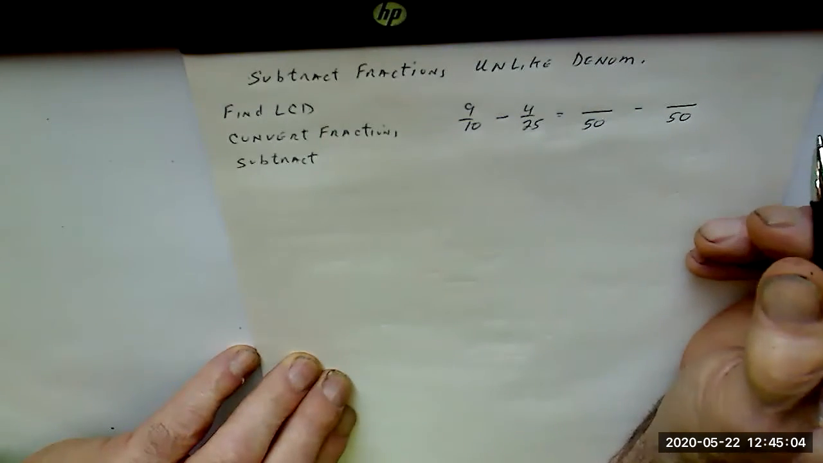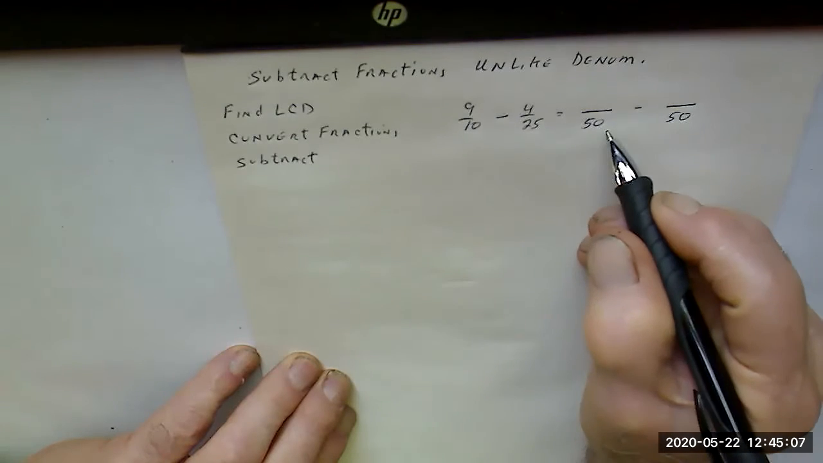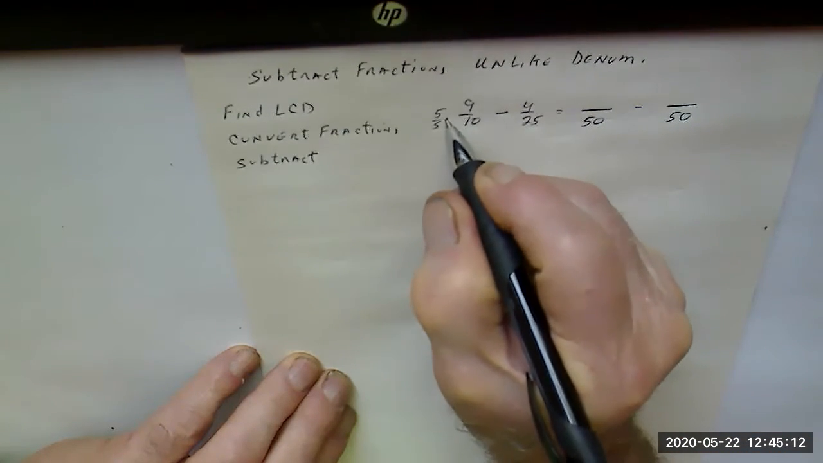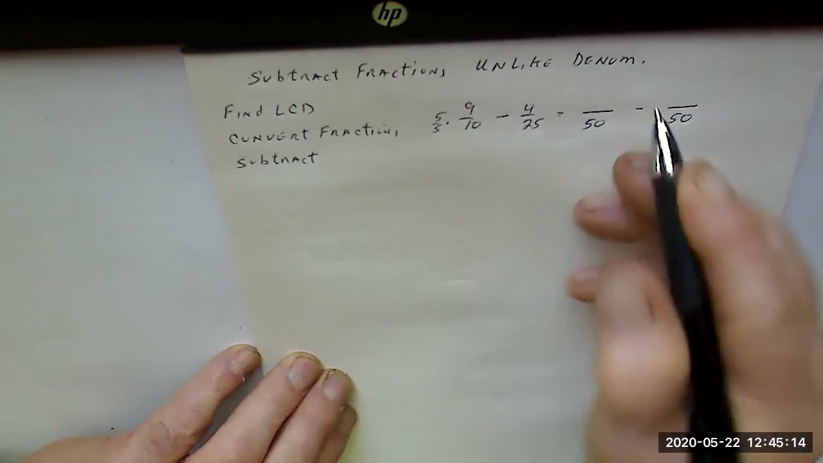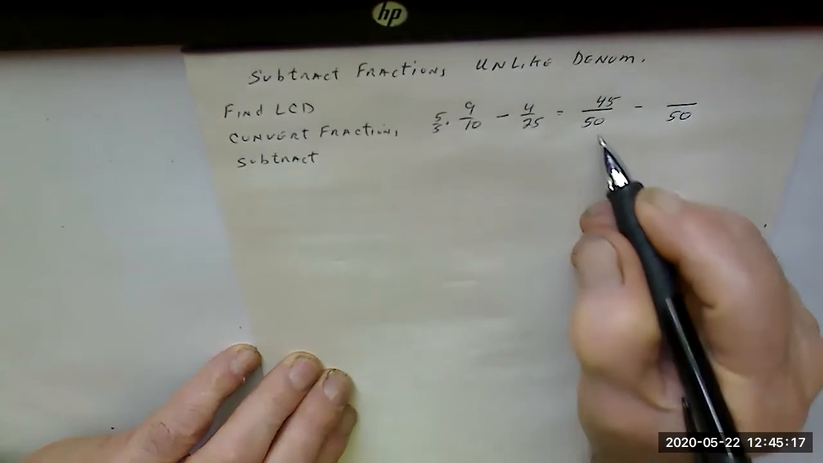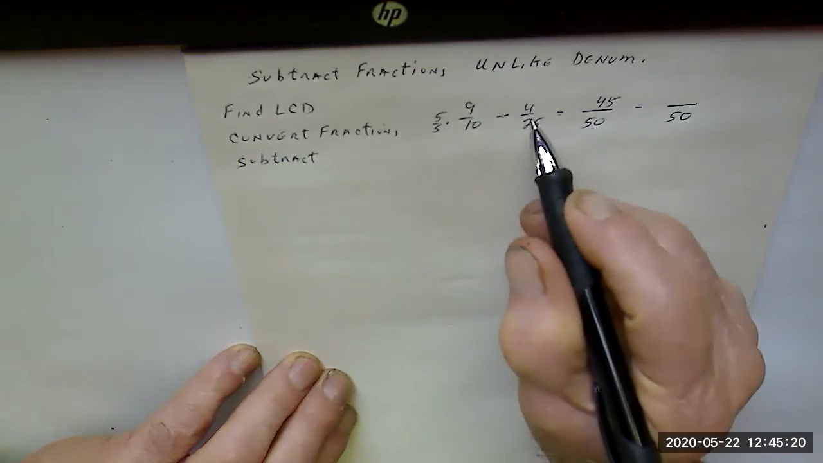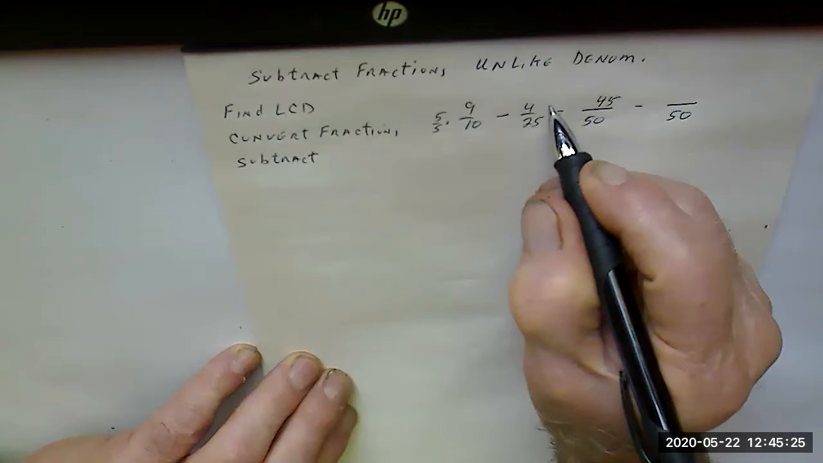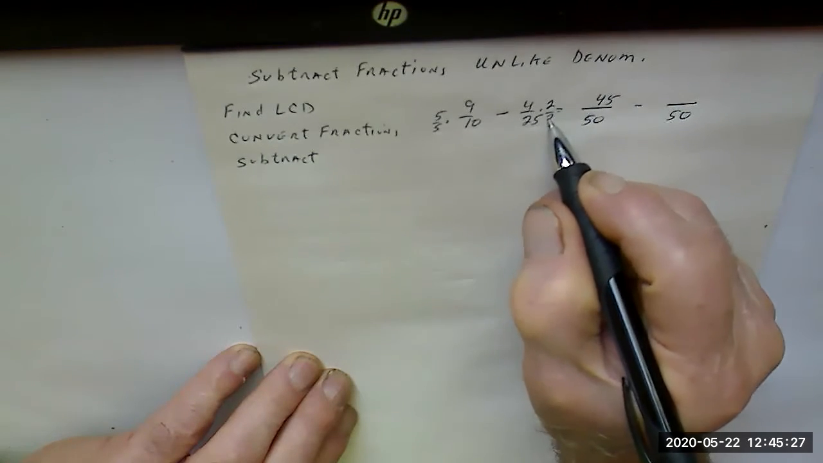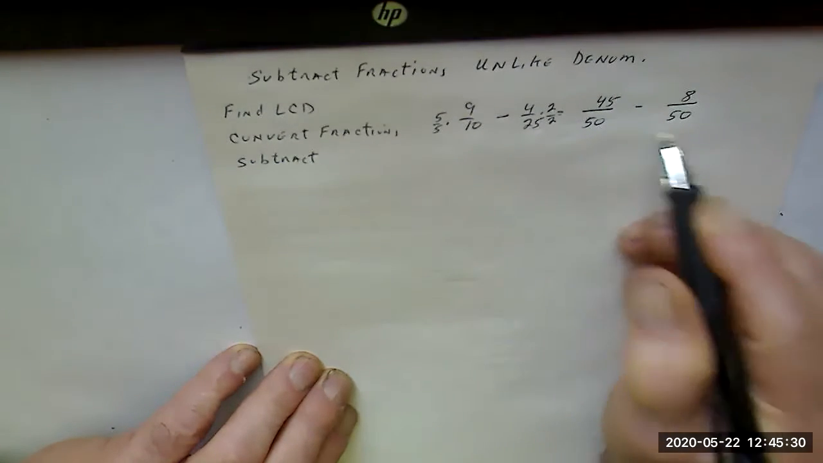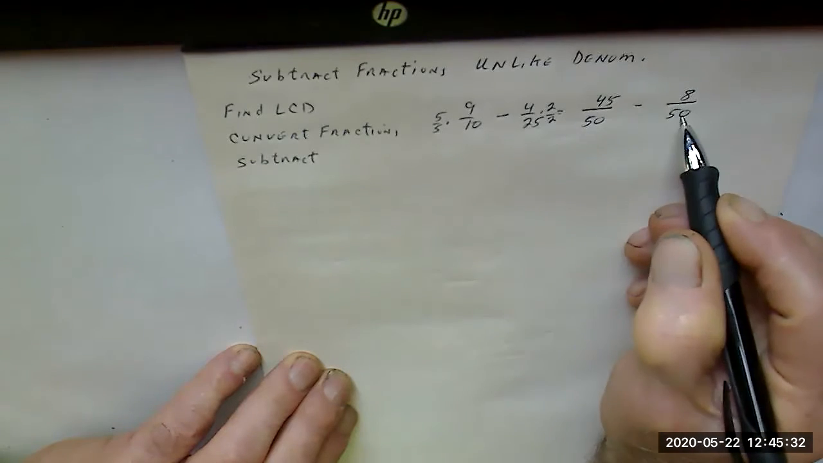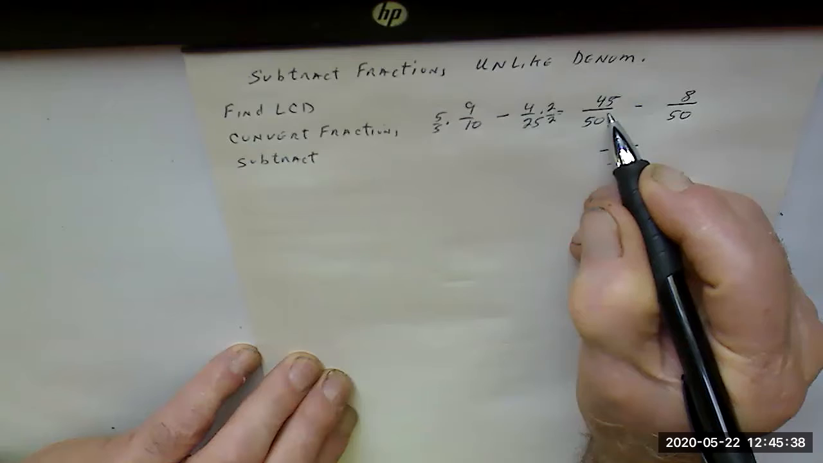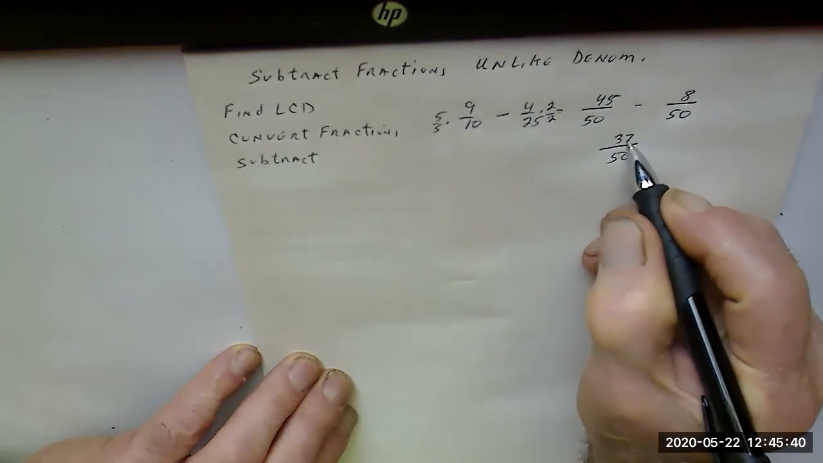The least common denominator. Converting tenths into 50ths, we need to multiply by a 5 factor, 5/5, which represents 1. So the numerator becomes 45. The denominator, of course, is 50. Converting 4/25 into 50ths, we need to multiply by a factor of 2, 2/2. The numerator becomes 8. Since we have the same denominator, we're going to keep the denominator and subtract the numerators. 8 from 45, which would be 37.